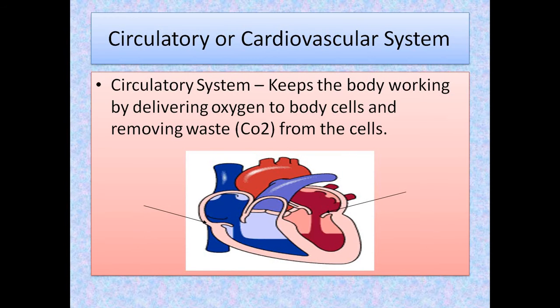The other name of the circulatory system is the cardiovascular system. What is the cardiovascular system? It keeps the body working by delivering oxygen to body cells and removing waste, meaning CO2, that is, carbon dioxide, from the cells.